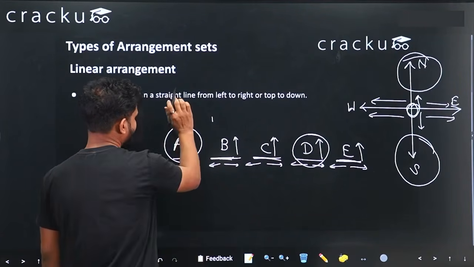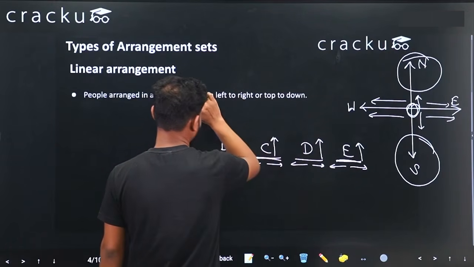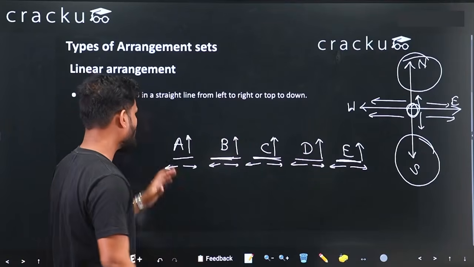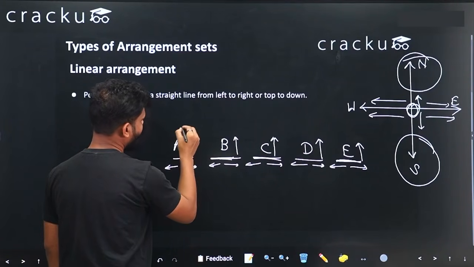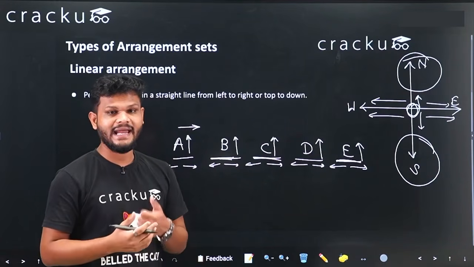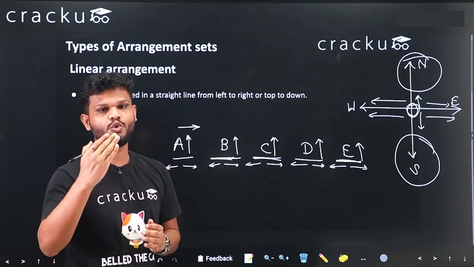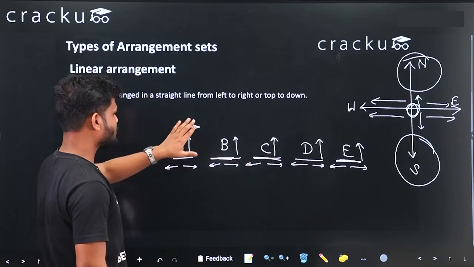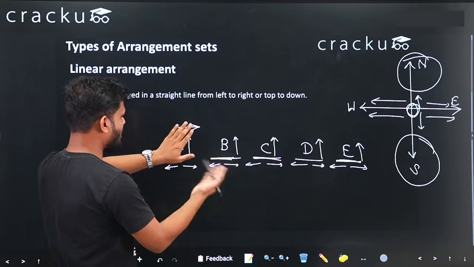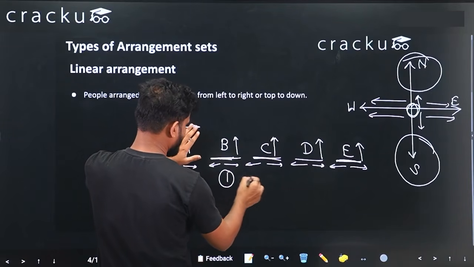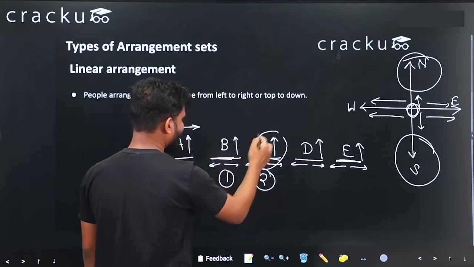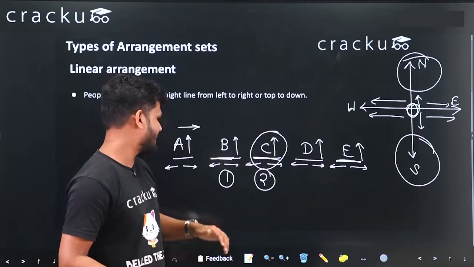Now if I say, who is second to the right of A? Now first we have to find which is the right of A. Right of A is this direction. Now second to the right means we have to count two places apart from A. So you found the right of A, it means you have to look in that direction. So you forget A and count two places. So this is 1 and this is 2. So C is sitting second to the right of A.